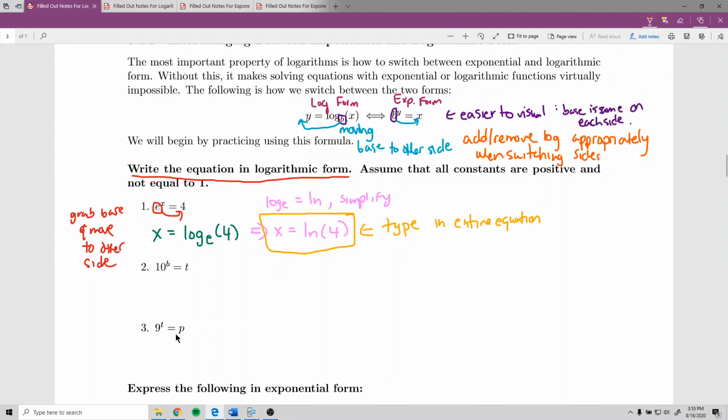Right, but we're going to do the same thing for the next two. So number 2 here, we got 10 to the b equals t. Take the base, move it to the other side. Then what's left on the left side is b, and on the right side, the 10 becomes the base of the log, and we have the t inside. And this is another one of our special logs. When we have log base 10, we just omit the base. So our equation would be b equals log of t.